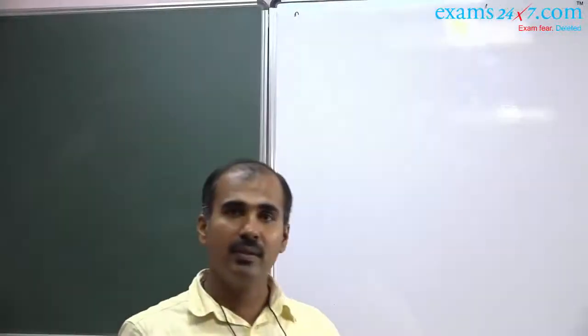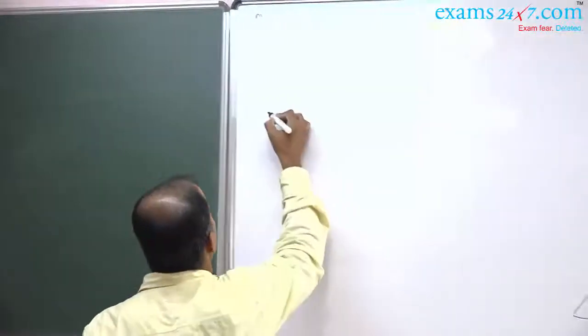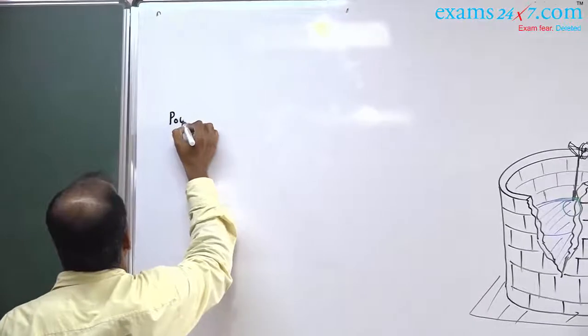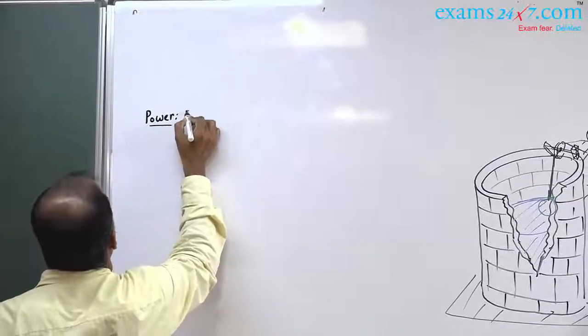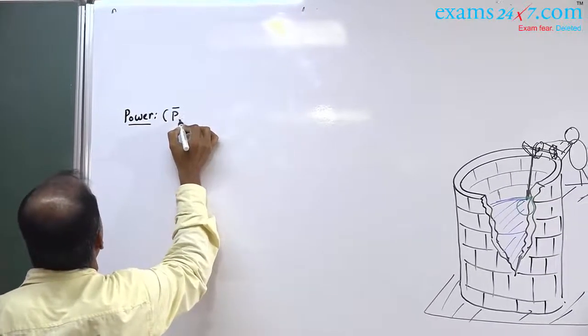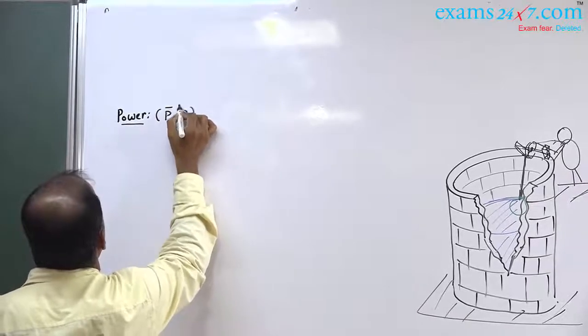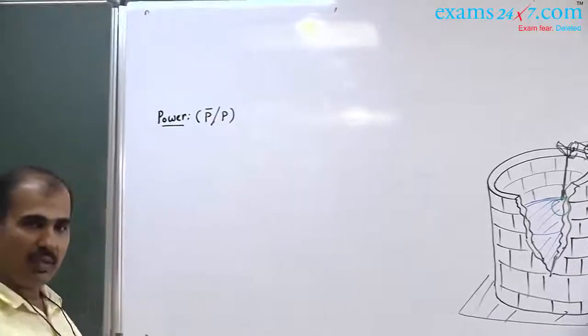Now we shall consider the last topic under this chapter, which is power. We have two types of power. One is average power and one is instantaneous power. We'll come to both of them.